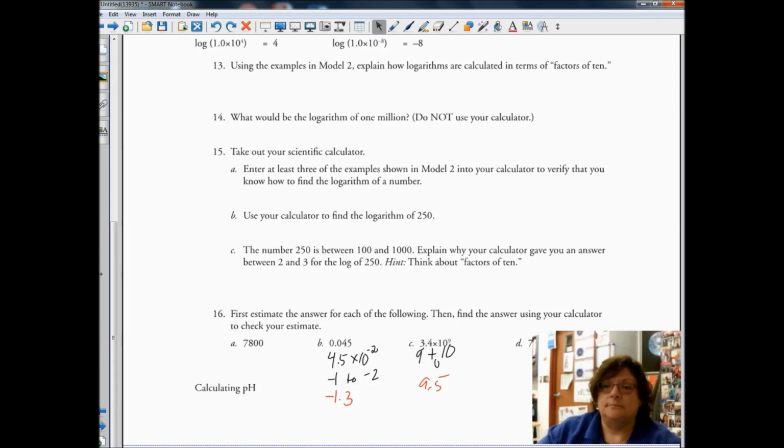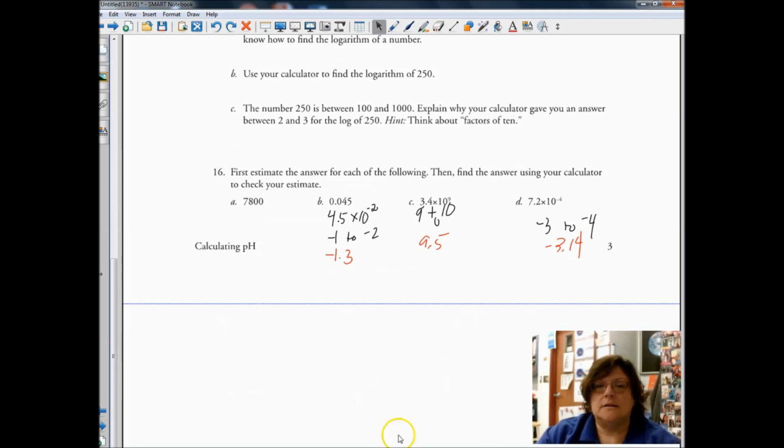So, now you know. Let's take a look at the data that you were supposed to just calculate. If you were going to estimate 0.0045, it's going to be between -1 and -2. The actual value is 1.3.